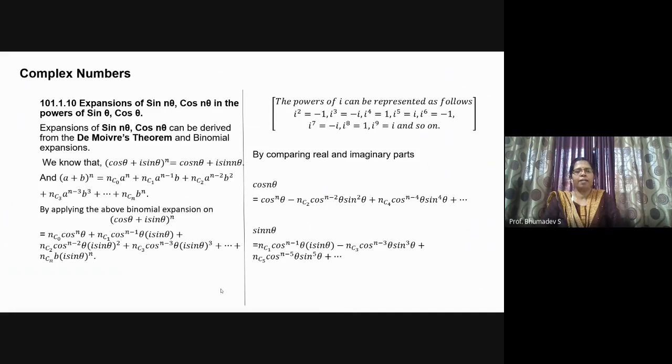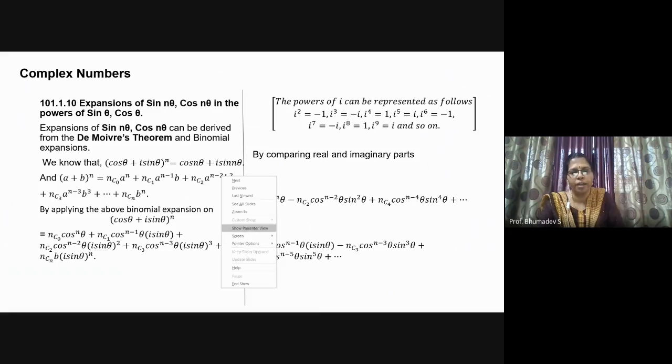When we are comparing the real part, cos n theta can be written as cos to the power of n theta minus nC2 cos to the power of n minus 2 theta sine square theta plus nC4 cos to the power of n minus 4 theta sine to the power of 4 theta plus etc. When we are comparing the imaginary parts on both sides, sine n theta can be written as nC1 cos to the power of n minus 1 theta sine theta, minus nC3 cos to the power of n minus 3 theta sine cube theta plus nC5 cos to the power of n minus 5 theta sine to the power of 5 theta plus etc.